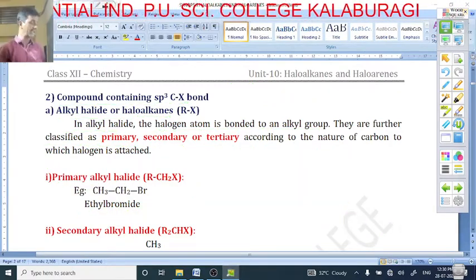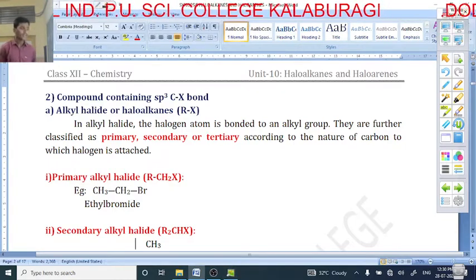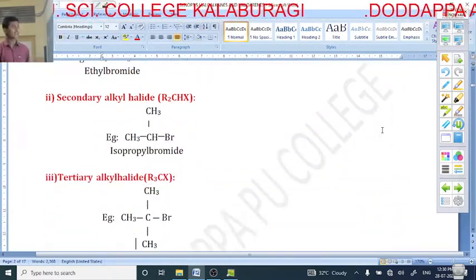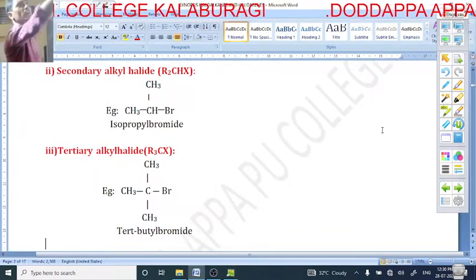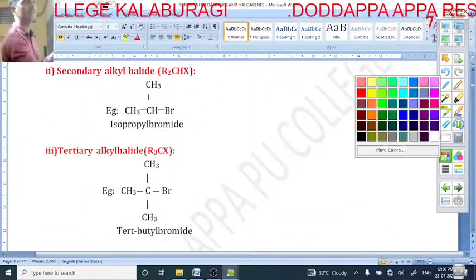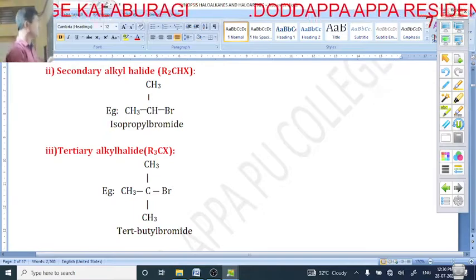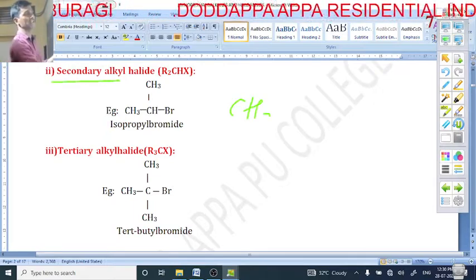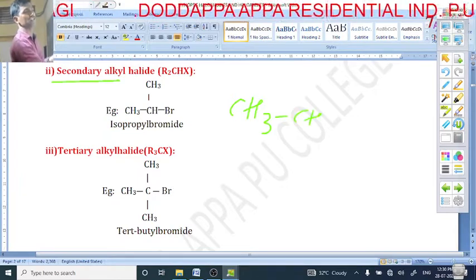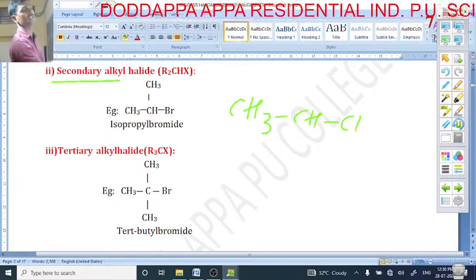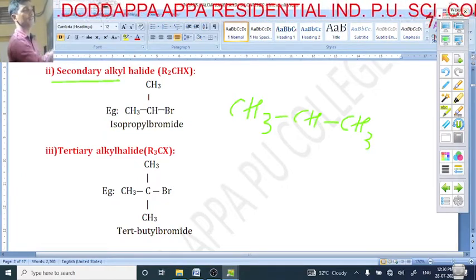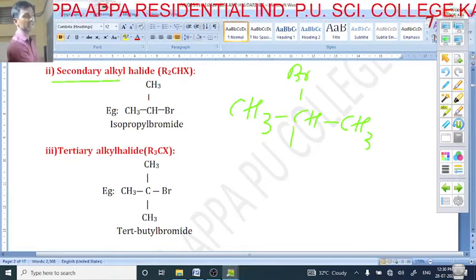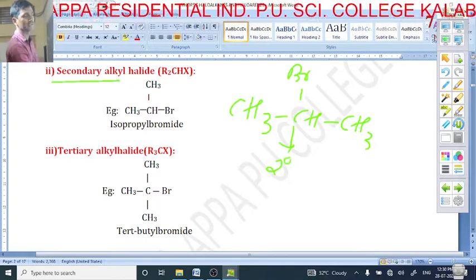What is secondary alkyl halide? Now I am discussing secondary alkyl halide. Here the example is CH3, CH, CH3, and Br. So here this is called secondary carbon.